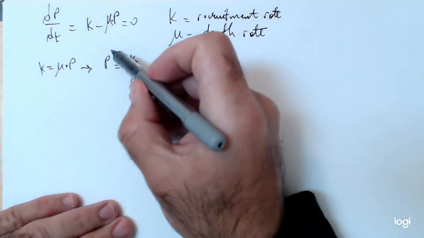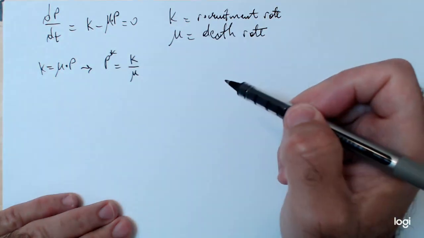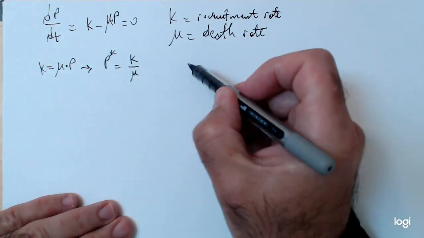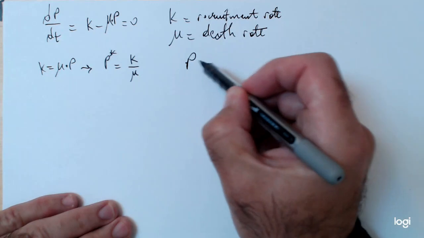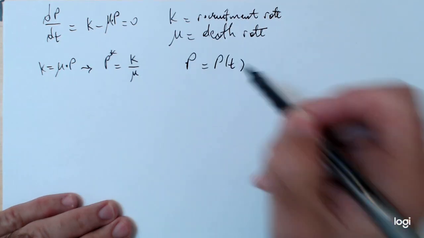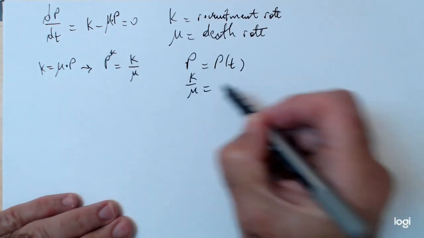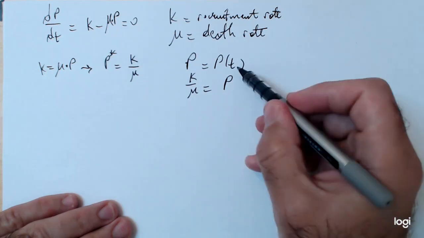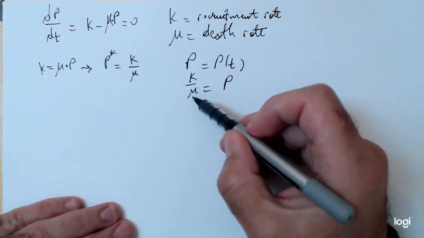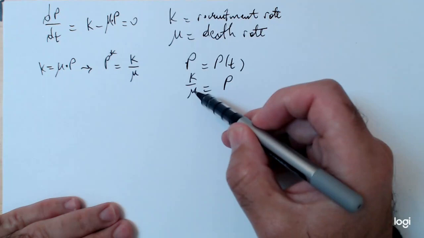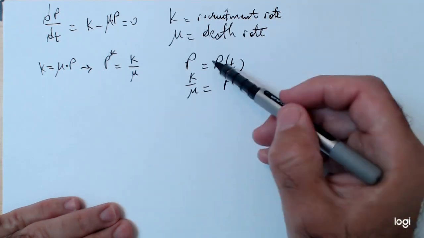It is important to make some sort of notation that distinguishes the equilibrium value from p of t, because remember, p stands for p of t. K over mu, you can just call it p. This is not a function of t. This is a constant, right? It's a constant solution out of many possible solutions of the ODE.